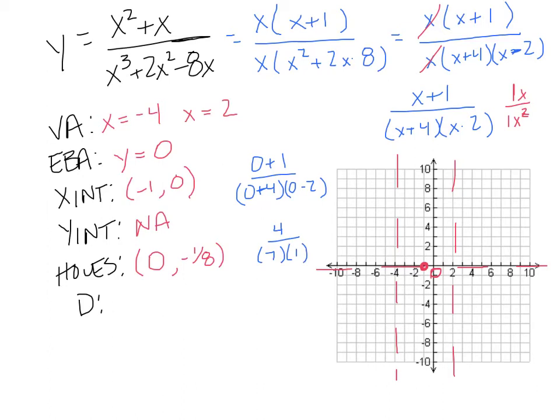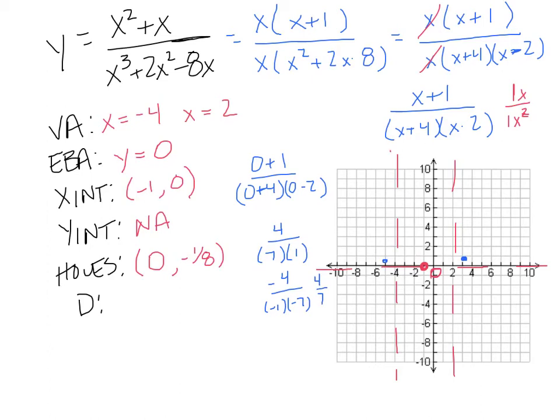So that leaves me with 4 over 7, 4/7, which is a little bit over a half. So that lets us see where one branch is going to be. Now I'm going to choose something on the other side, -5. That's going to leave me with -4 over -1 times -7. So that's going to leave me with 4 over 7 again. So I have that point up there.